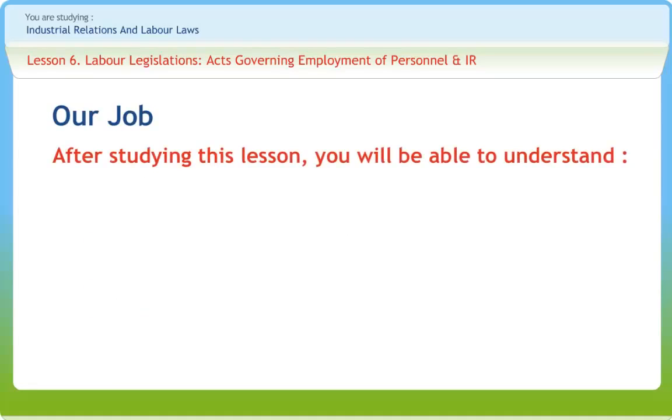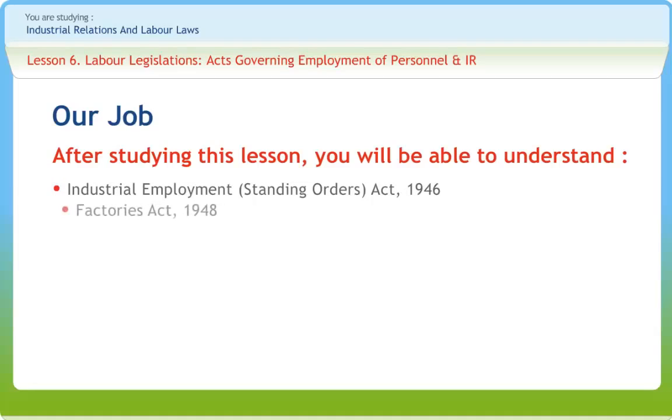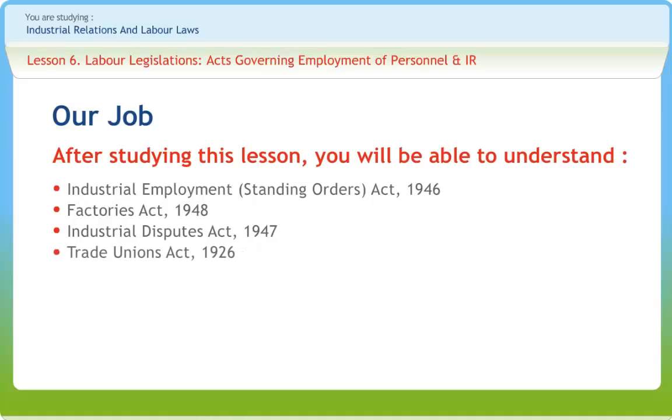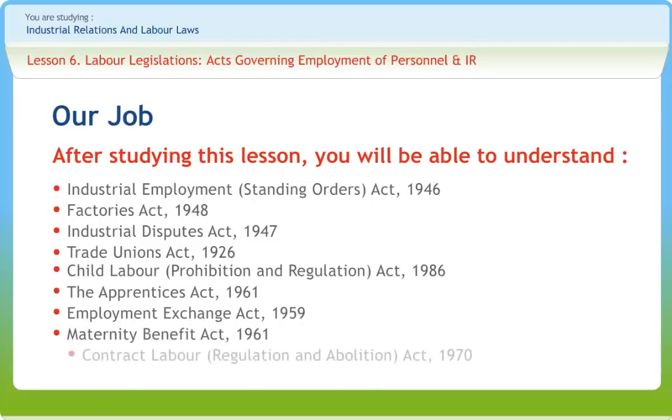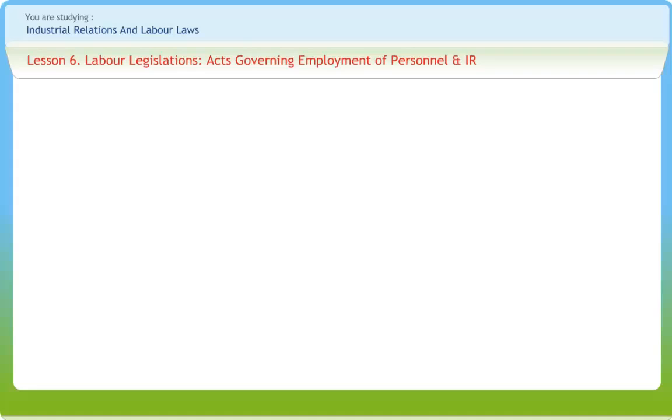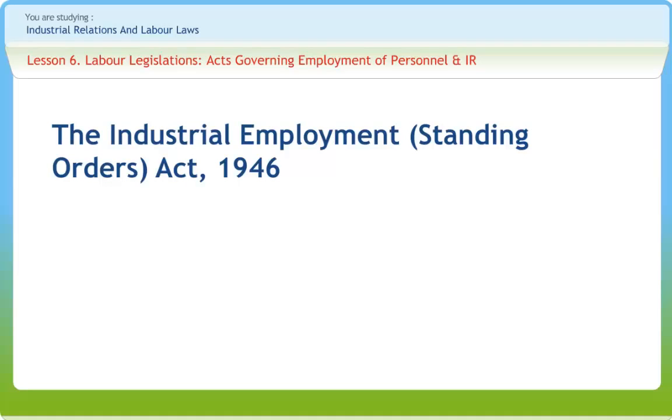After studying this lesson, you will be able to discuss the major provisions and related concepts of Industrial Employment Standing Orders Act 1946, Factories Act 1948, Industrial Disputes Act 1947, Trade Unions Act 1926, Child Labor Prohibition and Regulation Act 1986, the Apprentices Act 1961, Employment Exchanges Compulsory Notification of Vacancies Act 1959, Maternity Benefit Act 1961, Contract Labor Regulation and Abolition Act 1970. So let's start with the first act, Industrial Employment Standing Orders Act 1946.